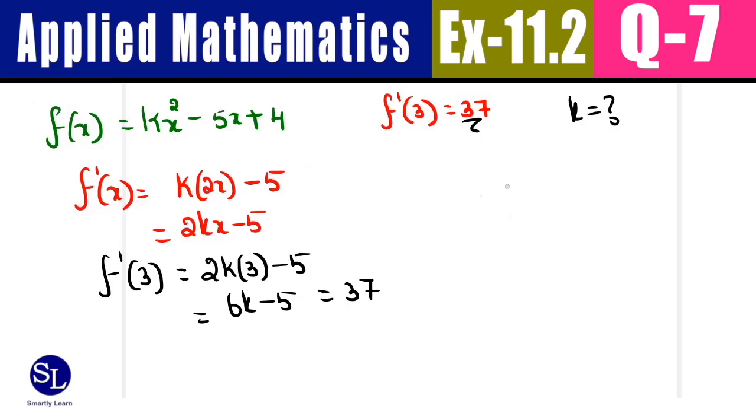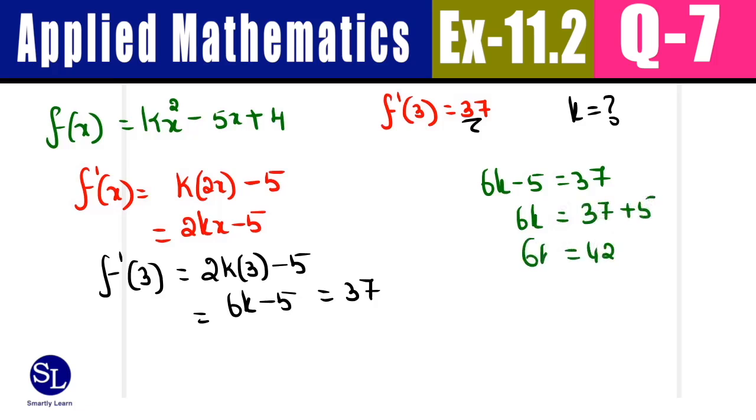So now let's see, 6k minus 5 is equal to 37. So 6k is equal to 37 plus 5, which is 42. 6k is 42, therefore k is equal to 7. This is what they asked us to find, and that's what we have done.